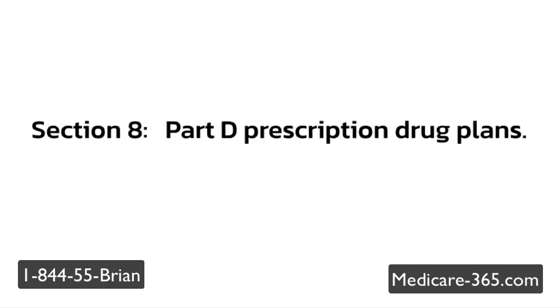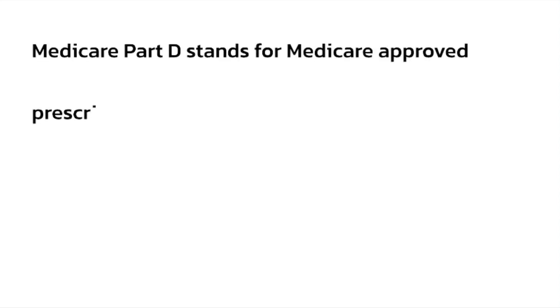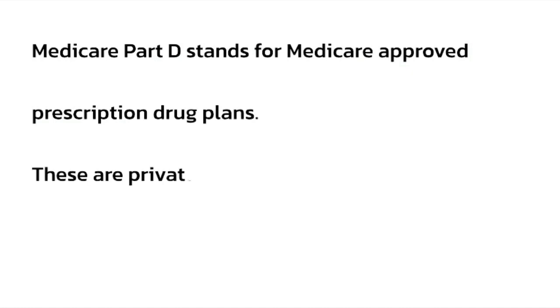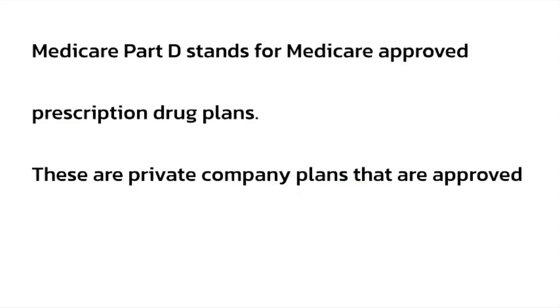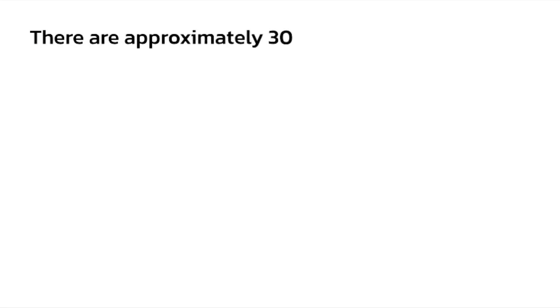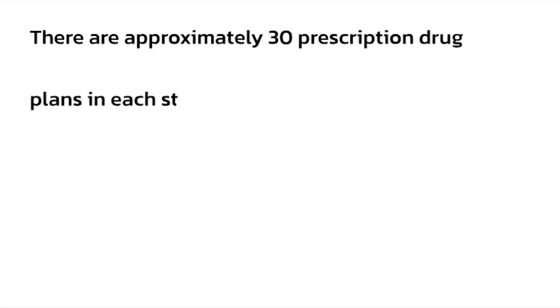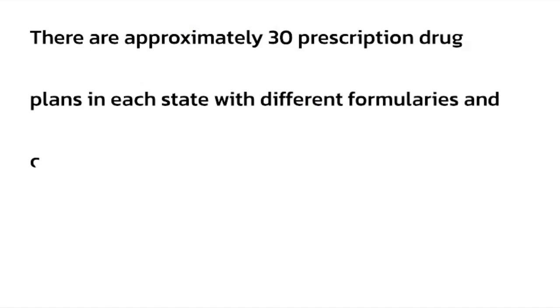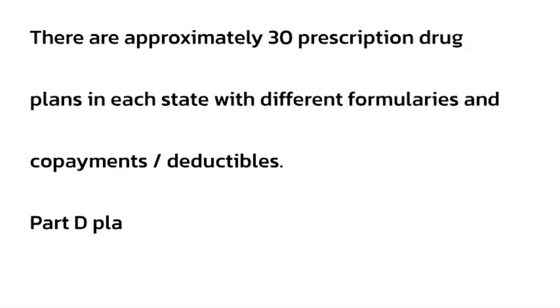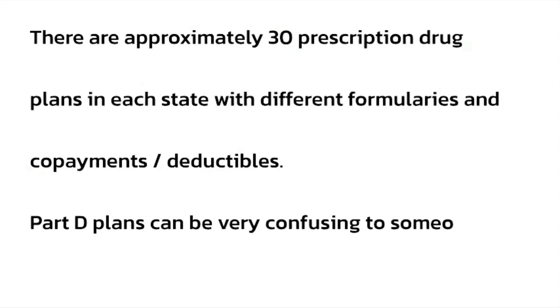Section 8. Part D Prescription Drug Plans. Medicare Part D stands for Medicare Approved Prescription Drug Plans. These are private company plans that are approved by Medicare and CMS, which is the Center for Medicare Services. There are approximately 30 prescription drug plans in each state with different formularies and co-payments and deductibles. Part D plans can be very confusing to someone who is new to Medicare.